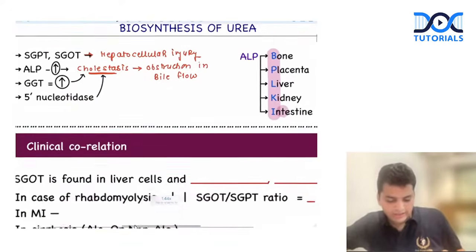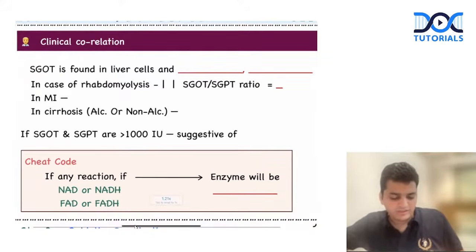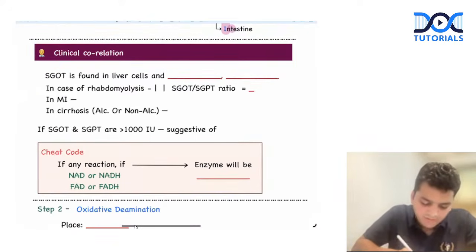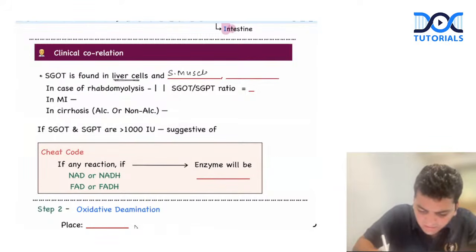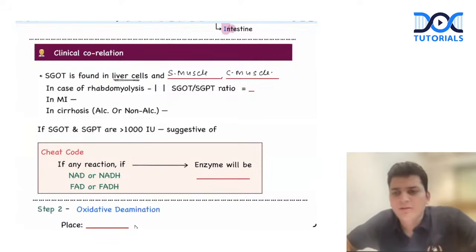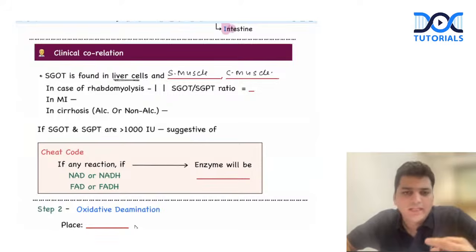Now, the next thing is the other correlations. SGOT is not just found in the liver cells. SGOT is also found in skeletal muscle. It is also found in cardiac muscle. And it's found in liver cells. So SGOT is a non-specific one, right?